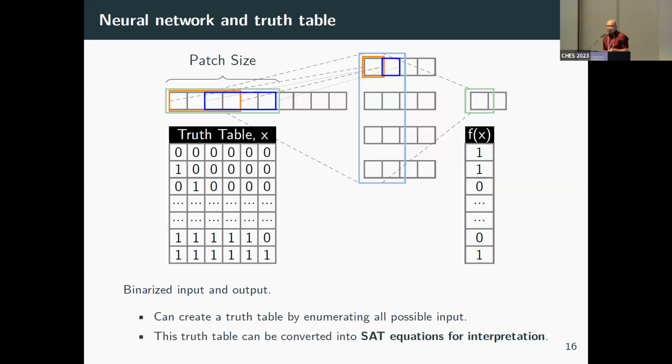So this truth table can actually be converted into a set equation for interpretation. We know that now the weights can actually be removed, and we just use a truth table to actually calculate this.